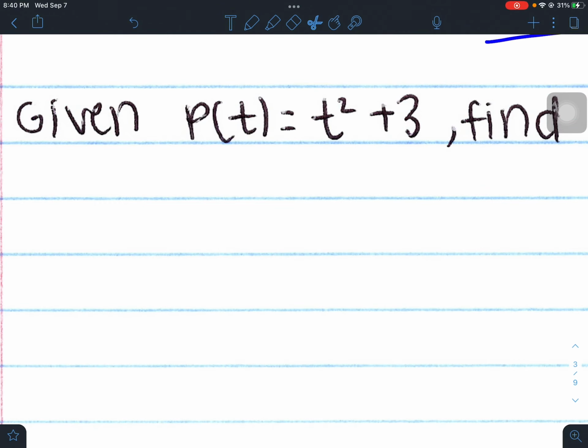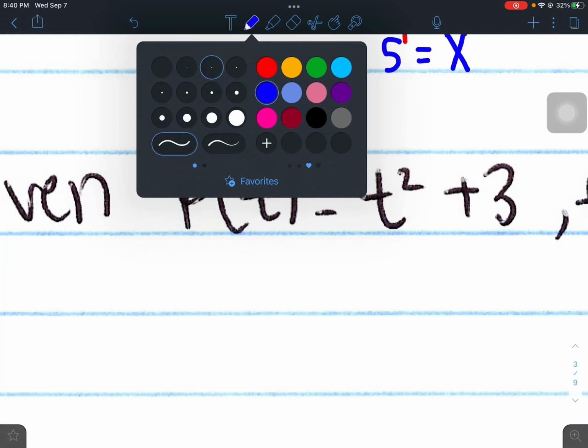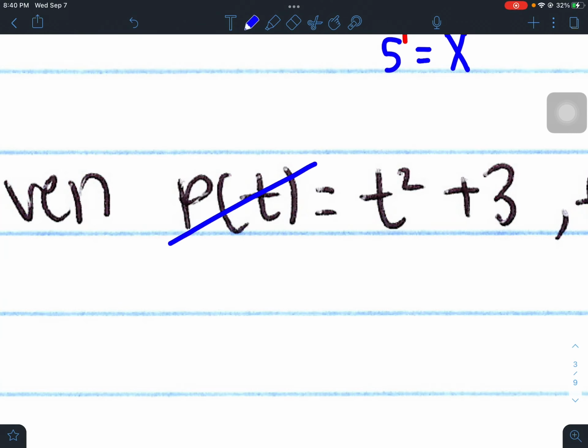Now, here it says, given p of t equals t squared plus 3. They didn't use any x's in this problem. Normally, we see like g of x, h of x, k of x, p of x even. But they're giving us p of t. Now, as always, p of t or p of x or g of x or anything in the front there is going to be the same thing as y.